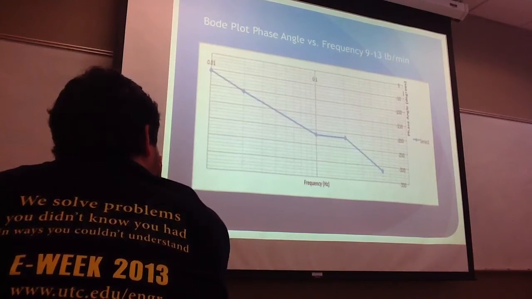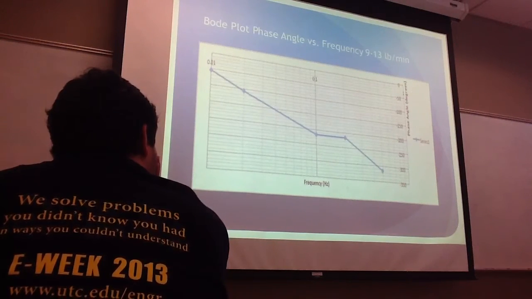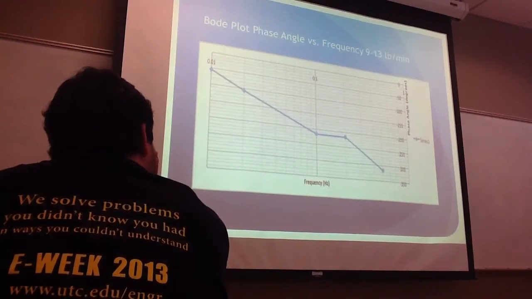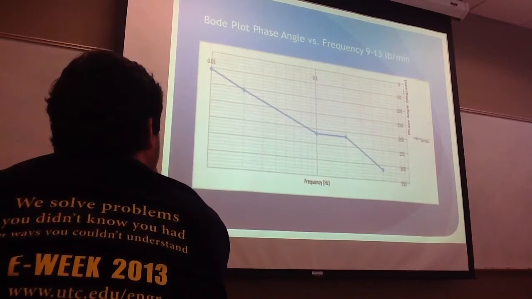Here's the phase angle distribution of our Bode plot. It also continues to decrease as the frequency increases, and it is small. It is consistently 0, 0.1 to about 0.6.